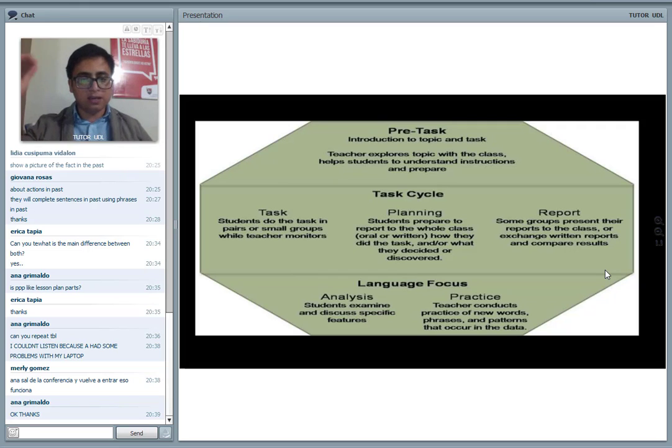But in each part of this lesson, the students need to work on the task. Okay? The task is the same from the very beginning until the end. Right? Any questions? Nope. Does it make sense to you? Is it clear?